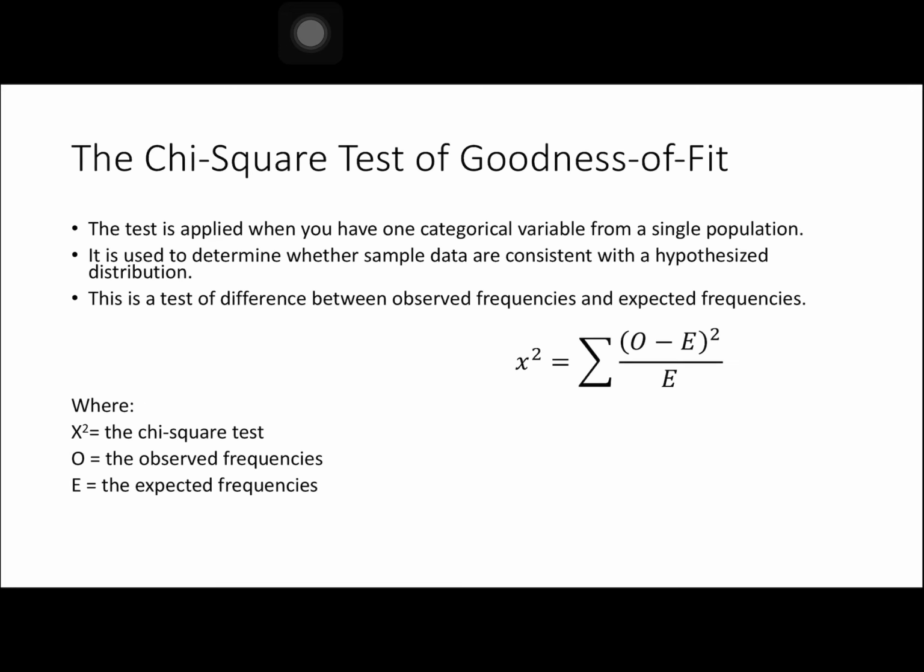For the chi-square test of goodness of fit, the test is applied when you have one categorical variable from a single population. It is used to determine whether sample data are consistent with a hypothesized distribution. This is a test of difference between the observed frequencies and expected frequencies, and this is the formula that we are going to use. We have chi-square equal to the summation of the observed frequencies minus the expected frequencies squared divided by the expected frequencies.